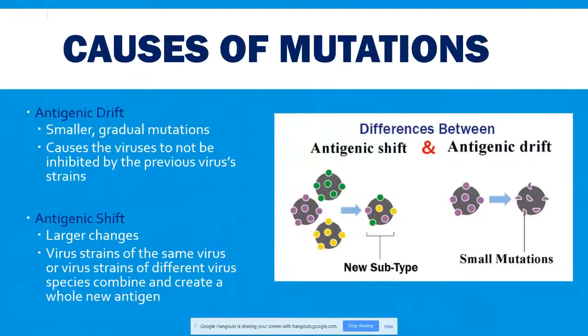There are two types of mutations: antigenic drift and antigenic shift. Drift is a lesser form of mutation. It causes viruses not to be inhibited by previous virus strains. As you can see in the picture, it's a circle before it gets into the body, and then kind of a half crescent moon after it leaves the body. It's very subtle mutations. It doesn't go crazy with mutation itself, so it won't really affect that much.